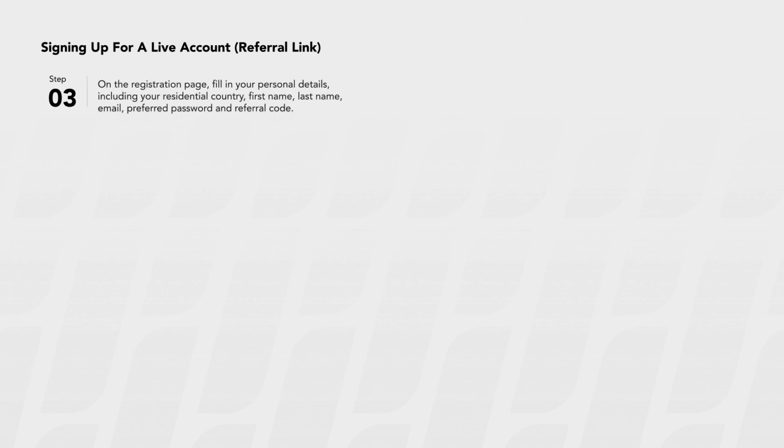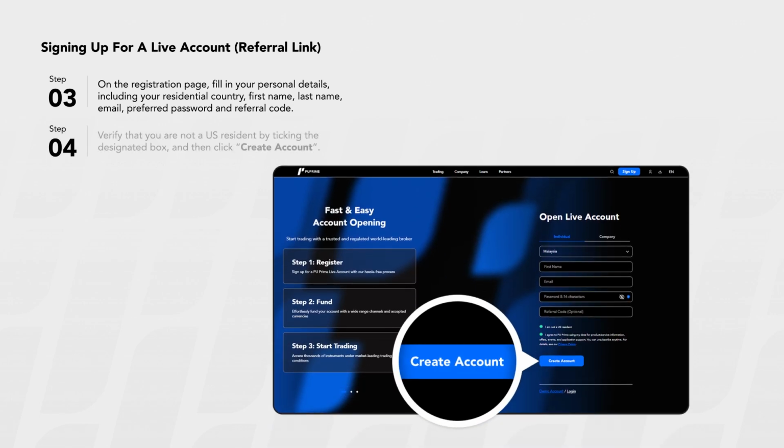Step 3. On the registration page, fill in your personal details, including your residential country, first name, last name, email, preferred password, and referral code. Step 4. Verify that you are not a U.S. resident by ticking the designated box, and then click Create Account.